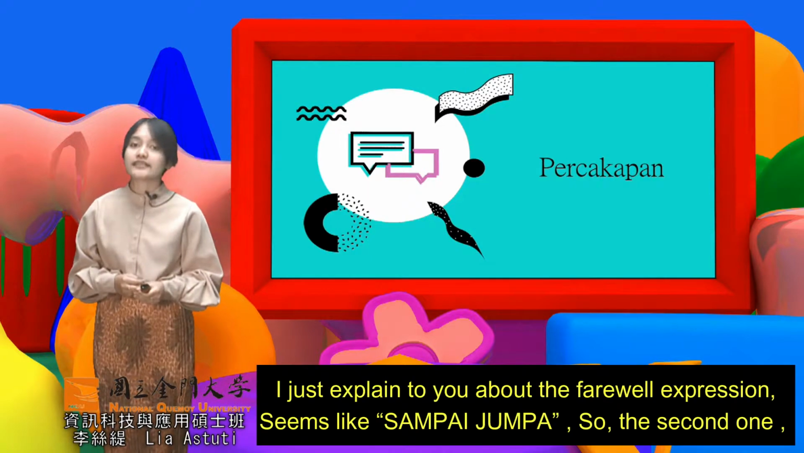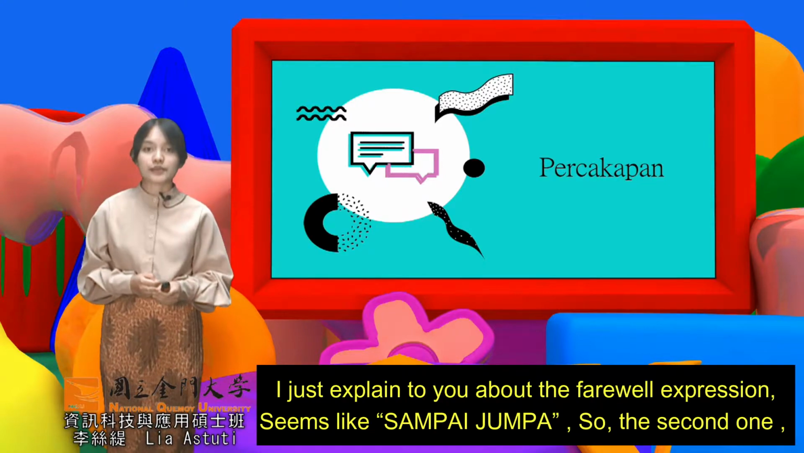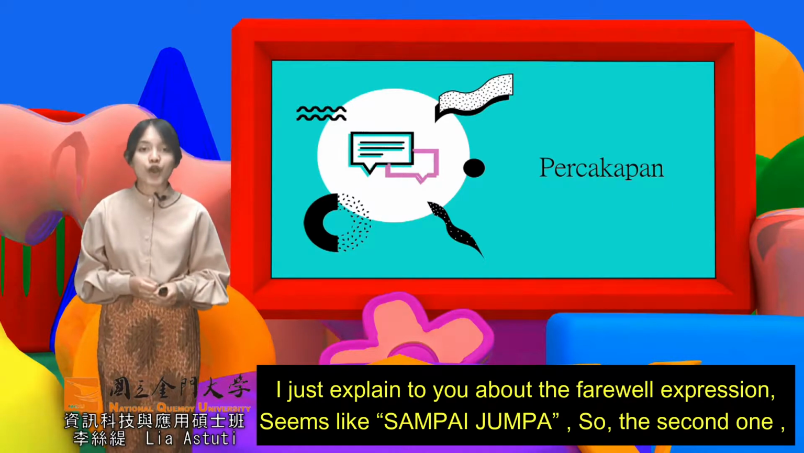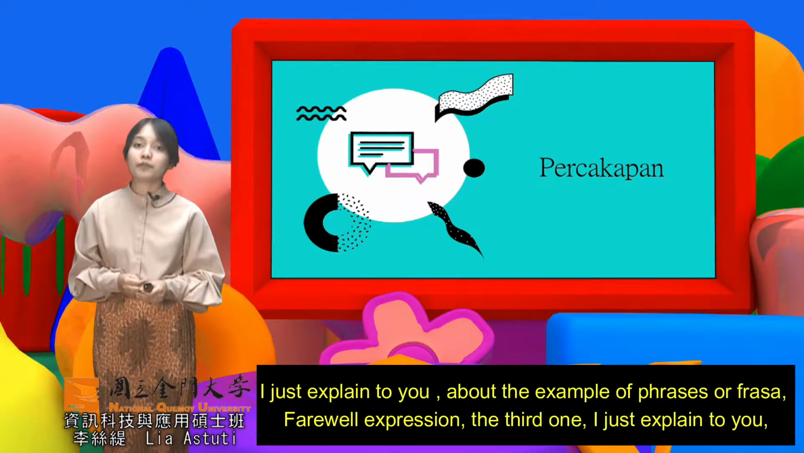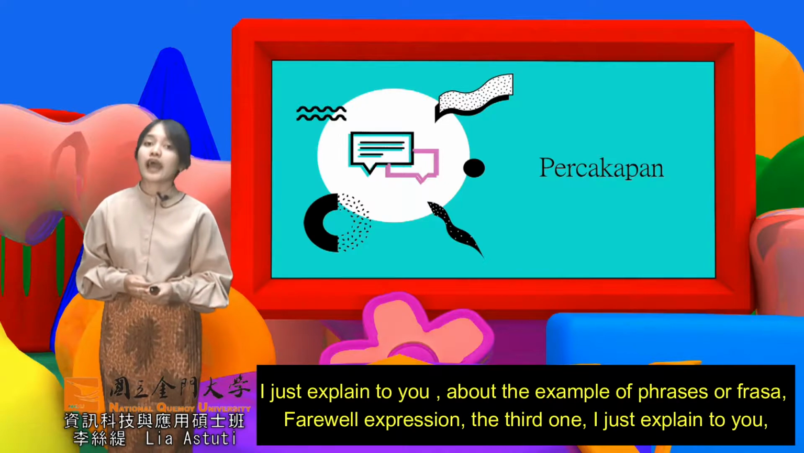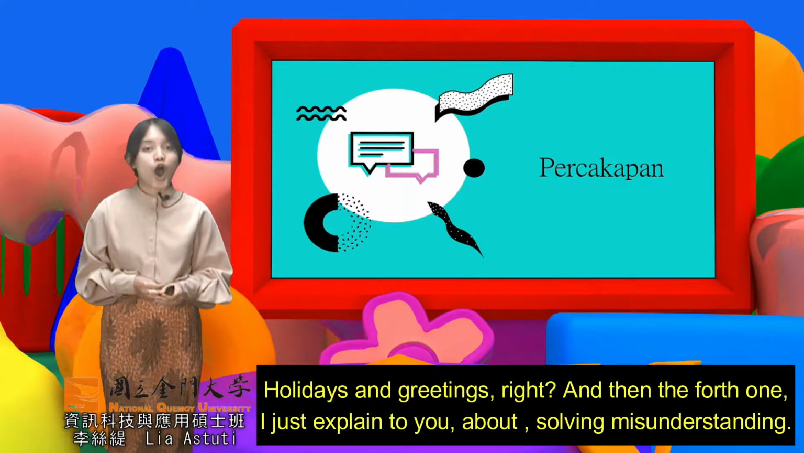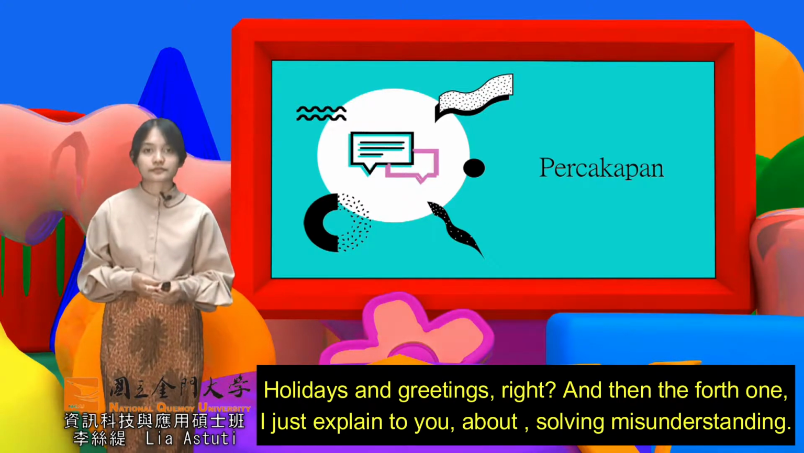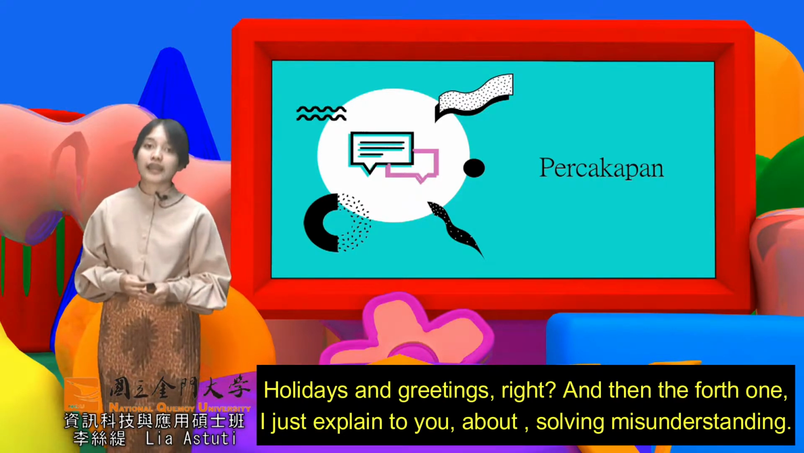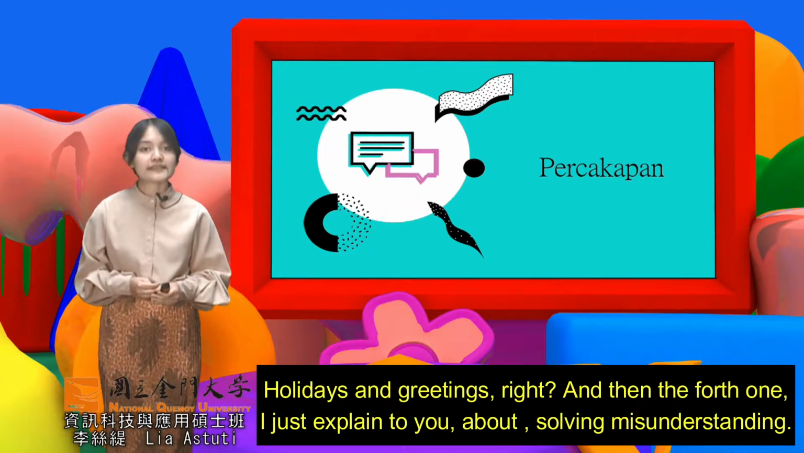The second one, I explained the farewell expressions, like sampai jumpa. The third one, I explained holiday greetings. And the fourth one, I explained solving misunderstanding.